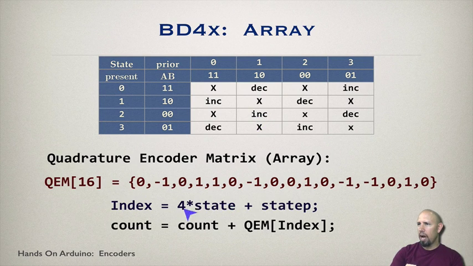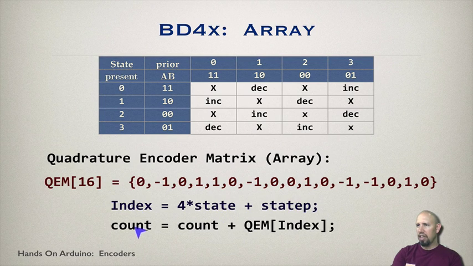4 times the state. Now, why 4? It's because we have 4 columns here. That is, each row has 4 elements in it. So 4 times the state plus the past value of the state. The 4 times the state picks off which row, and the past state picks off the element in that row. The combination can be used to uniquely address every single element in this array. Cool, huh?